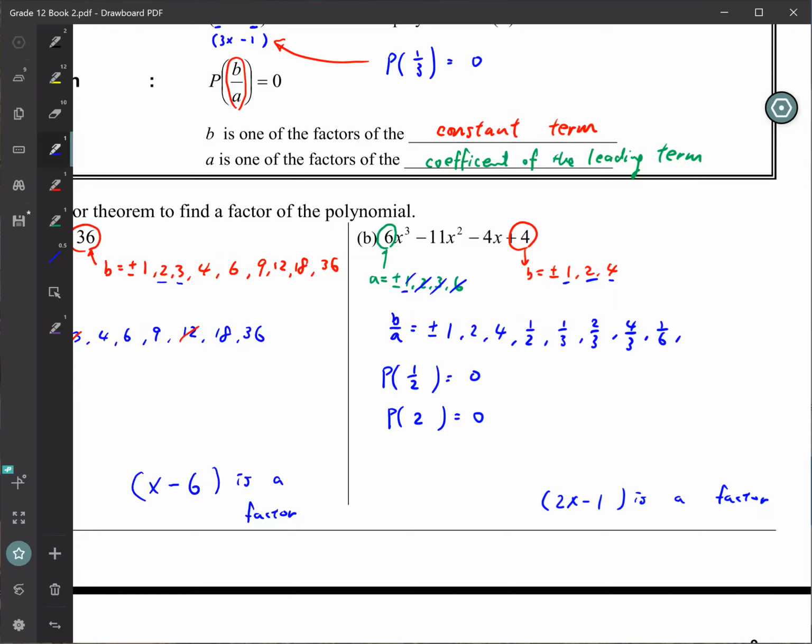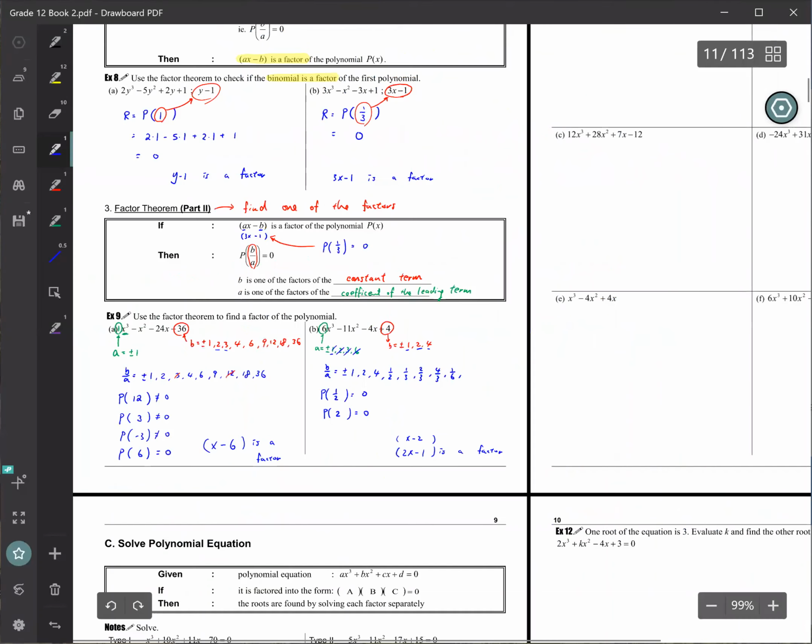Now if 2 works, then what will be the factor? Donna? X minus 2. Yeah, x minus 2. So you need to know how to go backwards: get the number that works and then put it into a factor. Okay, so we have all the skills that we need to factor cubics now.